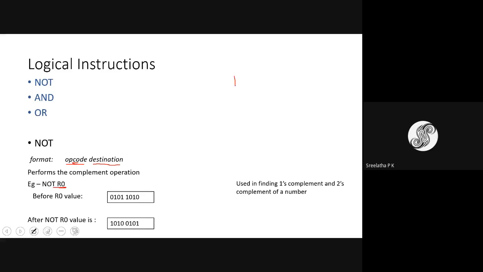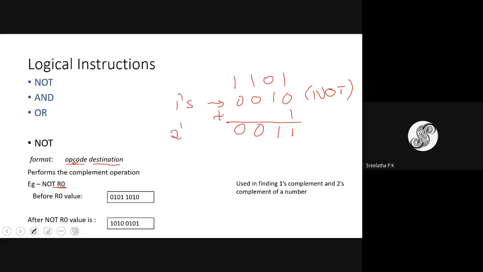So if the bits are 1 1 0 1, the one's complement is 0 0 1 0, and that is what you get when you do the not operation. When you add +1 to this, it is 0 0 1 1, and this is the two's complement. So this not instruction is used for finding the one's complement and two's complement.